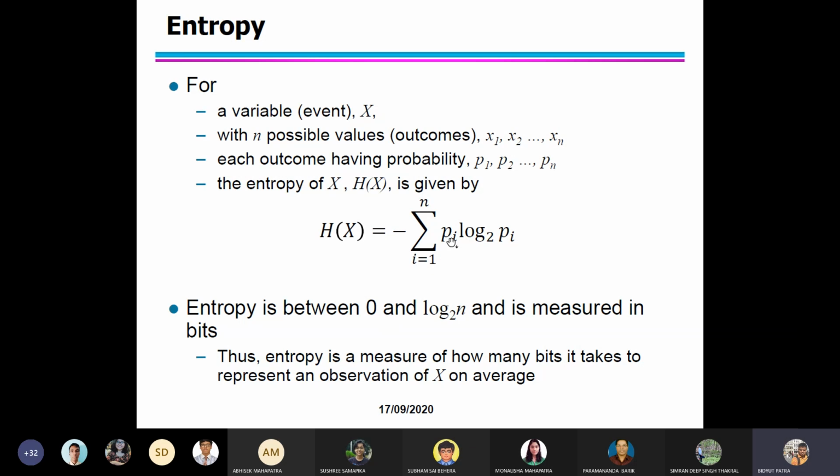Okay. And what will be the maximum value? The maximum value is when the probability of each outcome is equal. In that case, we'll get the maximum value log n, because we'll have n terms, and then 1 by n into log 1 by n. So we'll get the value of log n. Because if there are n outcomes, the probability of each will be 1 by n and log 1 by n. So the maximum value will be log n.